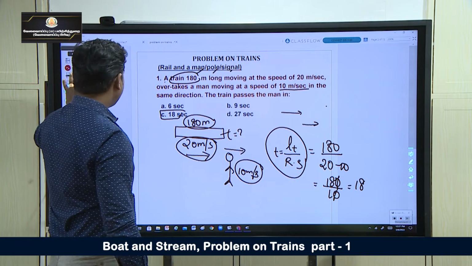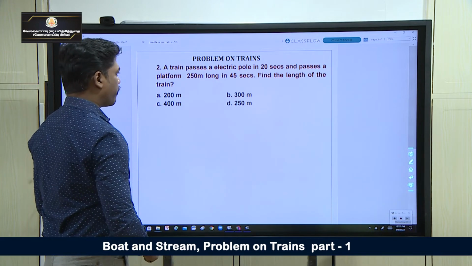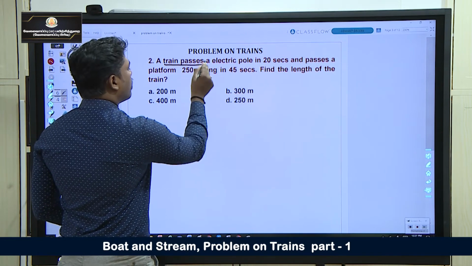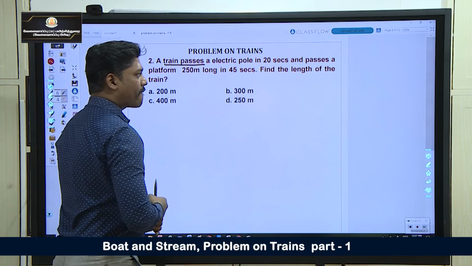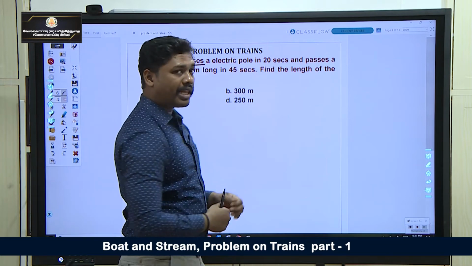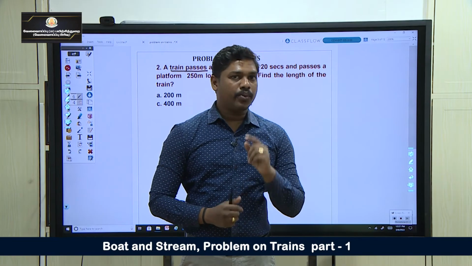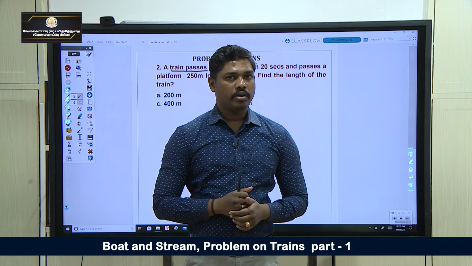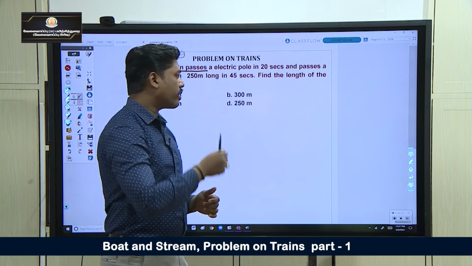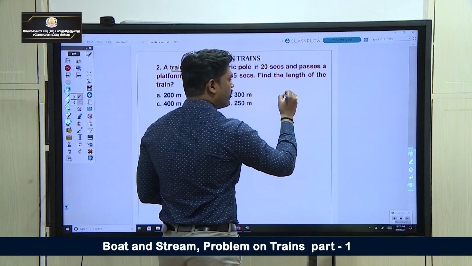Is that clear? We can just move on to the next one. Look at here. A train passes an electric pole in 20 seconds. So, the electric pole is a fixed point. It comes under stationary point. What formula will you be using there for a stationary point?